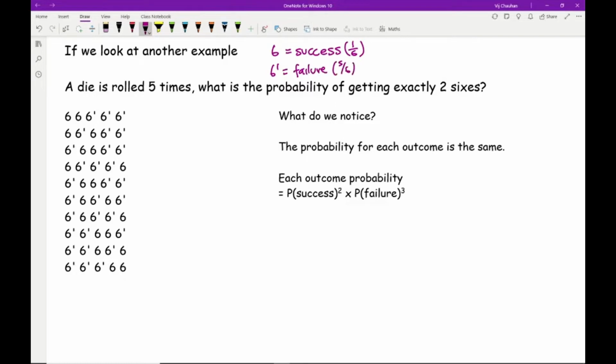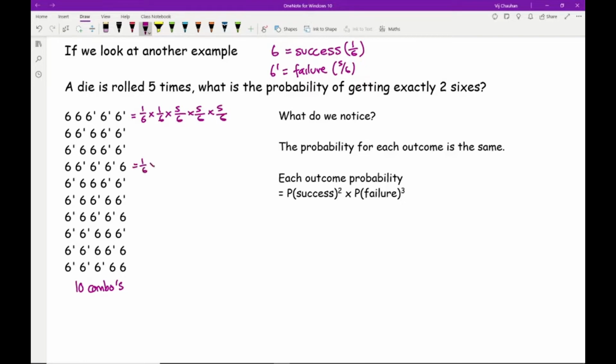So again, I've listed all the possible outcomes using a systematic system of writing out all possibilities, and I can see that I've got 10 different combinations. Now, in terms of what I notice when I'm actually writing down the probability, looking at the first one, I've got 1/6 times 1/6 times 5/6 times 5/6 times 5/6, and let's say I pick another row, so let's go for this one here.